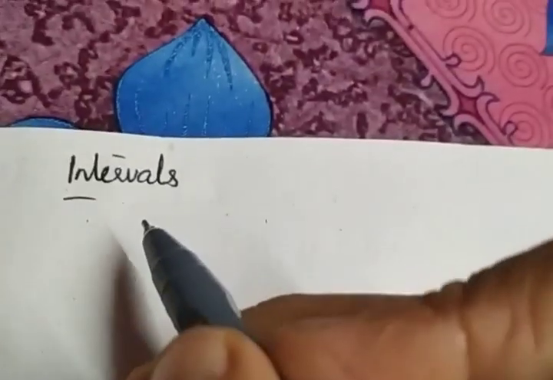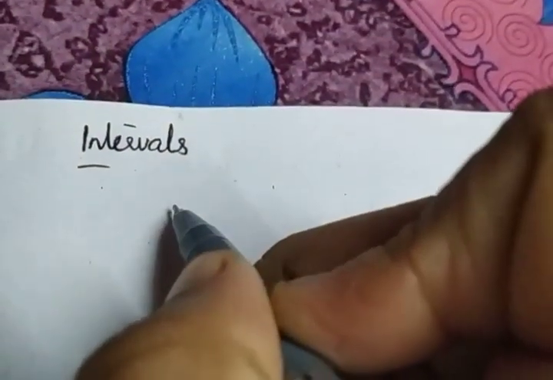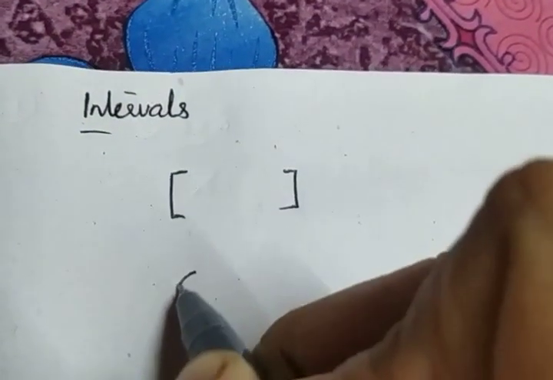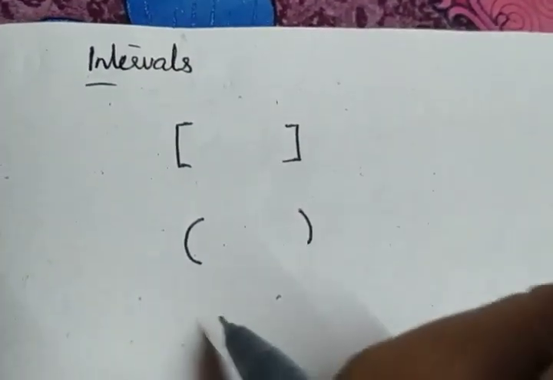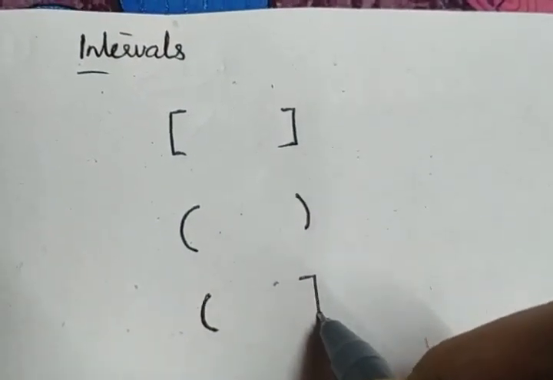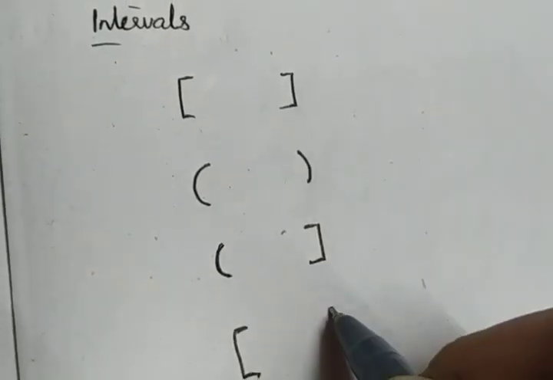Next, we are going to deal with intervals. There are 4 types of intervals. The first interval is denoted in square brackets. The second one is denoted in round brackets. The third one has one side round and the other side square. And the fourth one has the square bracket in the reverse way, and the other side will be open.